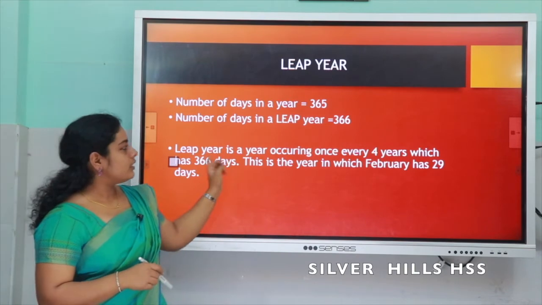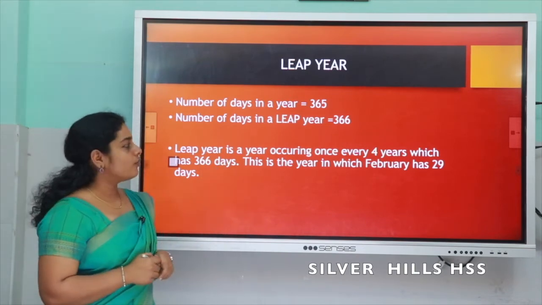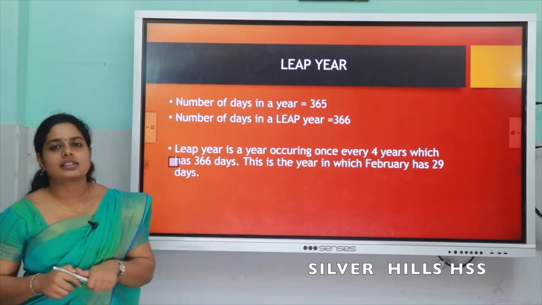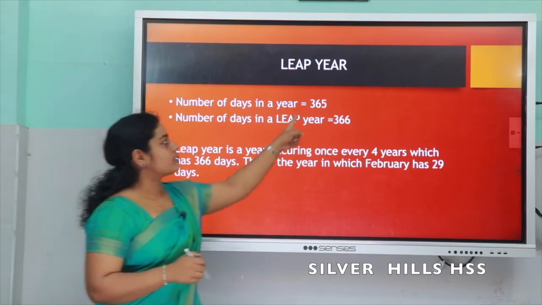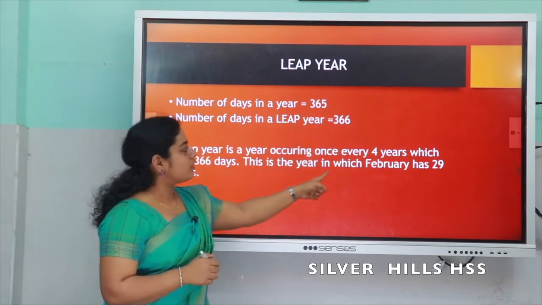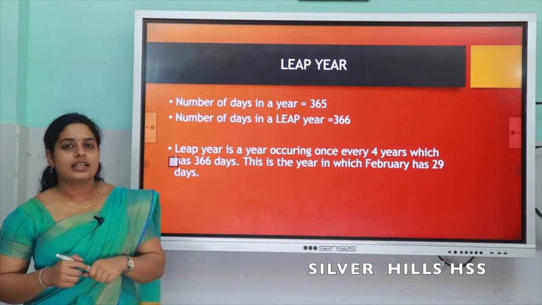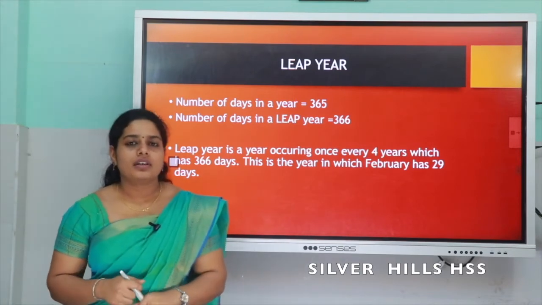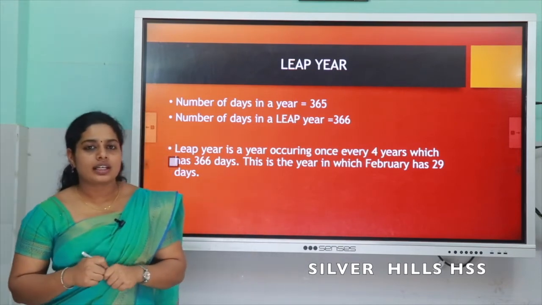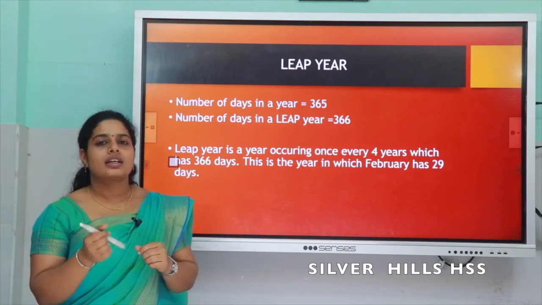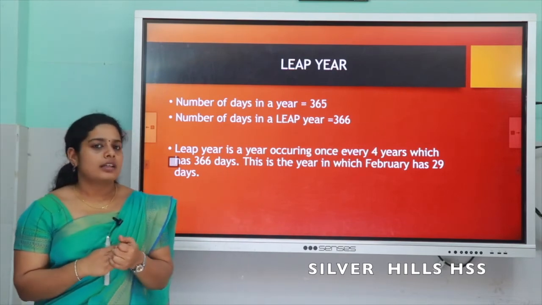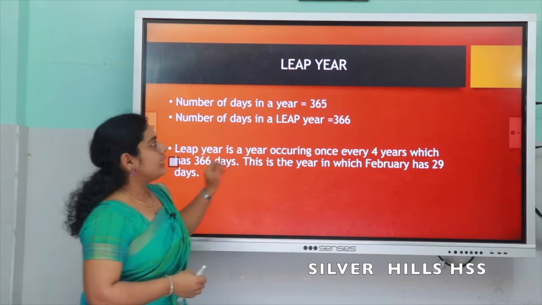A leap year is a year occurring once in every 4 years, which has 366 days. And what about the extra 1 day? This is the year in which February is having 29 days. Okay. So, in a leap year, February will be having 29 days and it is occurring once in every 4 years. So, this is called a leap year.